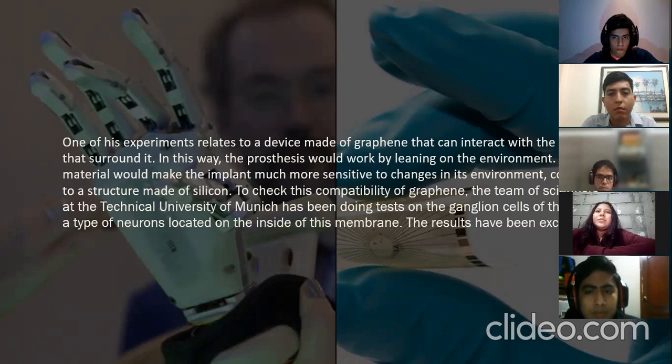To check this possibility of graphene, a team of scientists at the Technical University of Munich has been doing tests on the ganglion cell of the retina, a type of nerve cell located on the inside of this membrane. The results have been excellent.